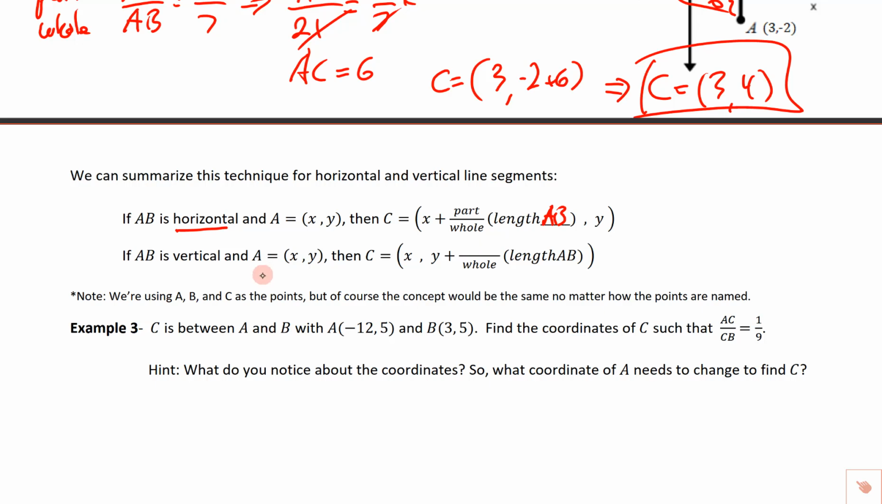Same thing would be true if it's vertical. Then we're just going up and down. If we're going up and down, we're just changing the y coordinate. So this is going to be the part to whole ratio that we want times the entire length. Couple quick cautions.